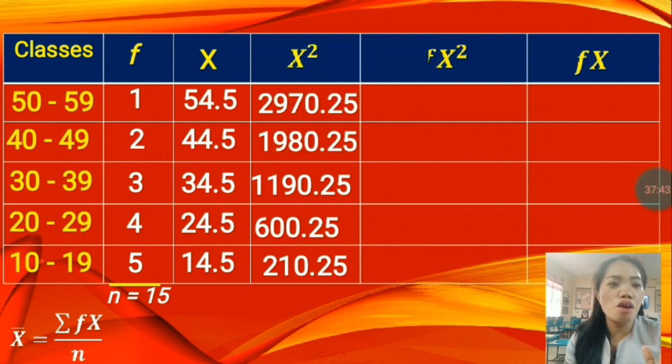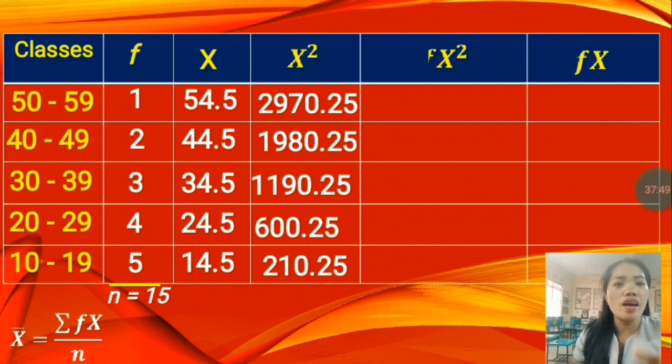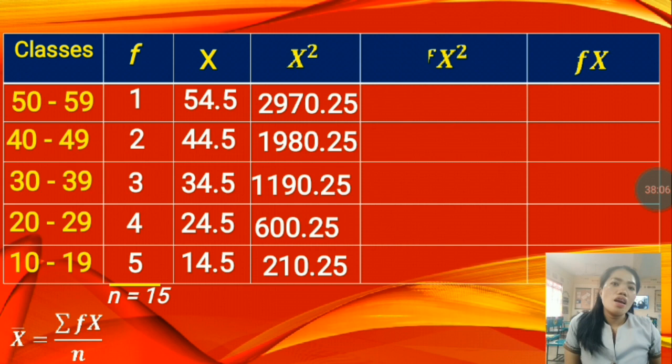Again, I'm going to repeat. We are going to square the value of x. So 14.5 squared is 210.25. Then 24.5 squared, you have 600.25. 34.5 squared, you have 1190.25. And 44.5 squared, you have 1980.25. And 54.5 squared, you have 2970.25.